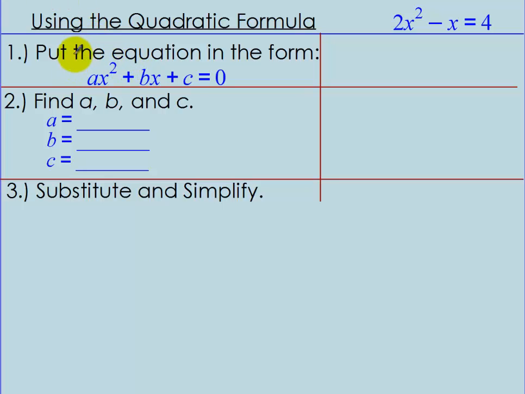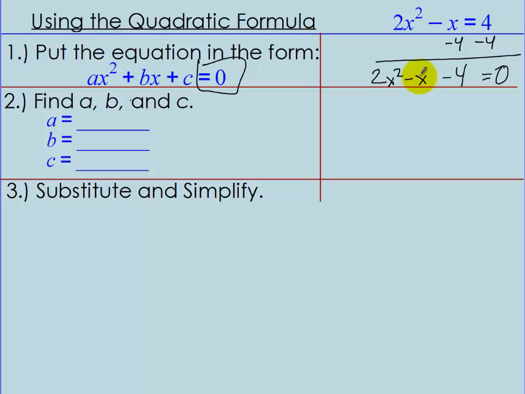So, first step, you want to put the equation in the correct form: ax squared plus bx plus c equals 0. So it's got to be equals 0. In my case, for this example, it's not, so I'm going to have to subtract 4 on both sides. When I do that, I'm going to get 0 over there, and I'm going to get 2x squared minus x minus 4. Alright, check.